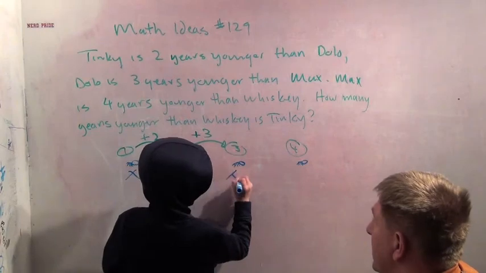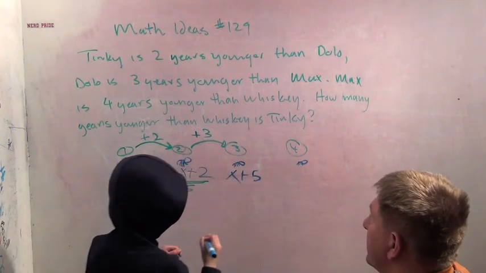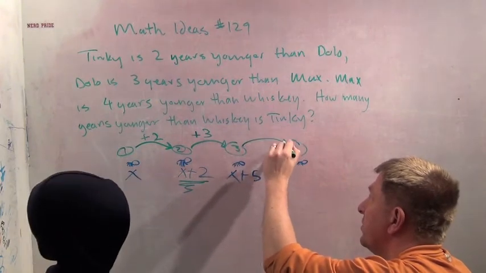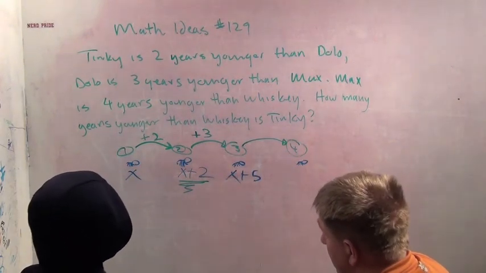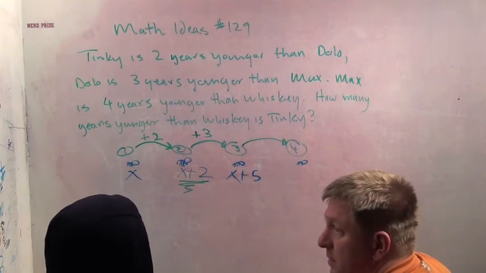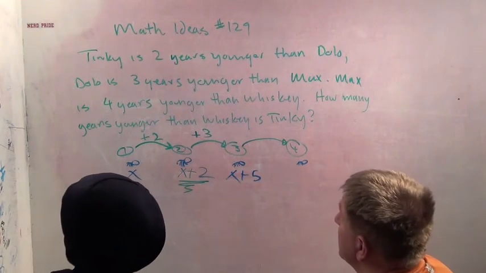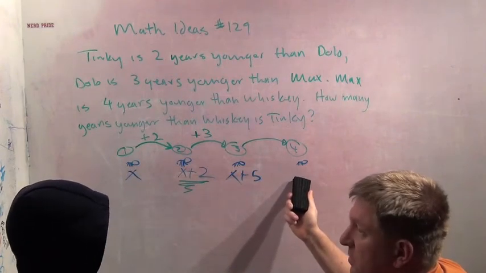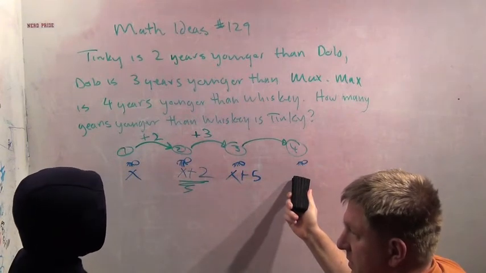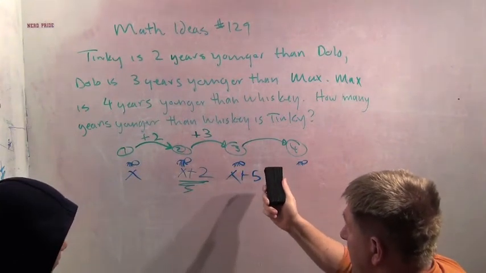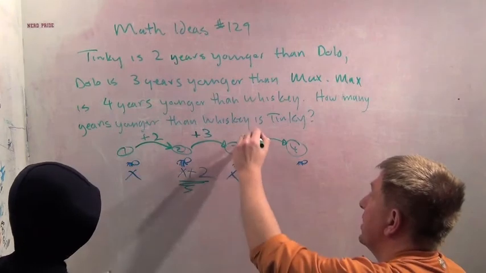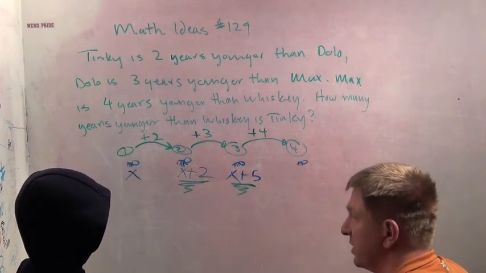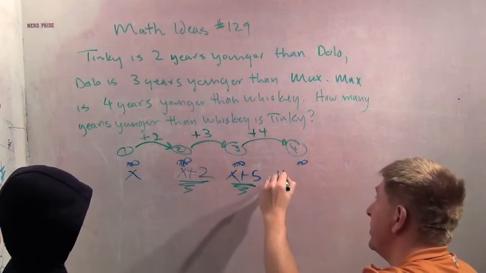So write that down. X plus 5. Now, Max is 4 years younger than Whiskey. So when we go from Max to Whiskey, what do we have to do? If we know Max's age, how are we going to figure out Whiskey's age? We have to go plus 4. So we have to figure out X plus 5 plus 4, which is? X plus 9. Very good.